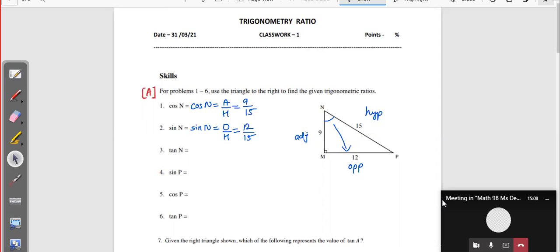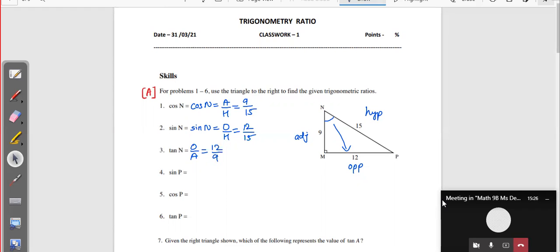Anybody would like to share the answer for tan n? Tan n formula is opposite divided by adjacent. So opposite will be 12 and adjacent will be 9. Then next is sin p.